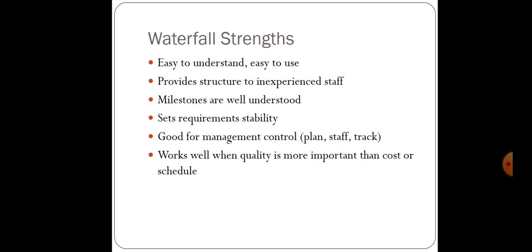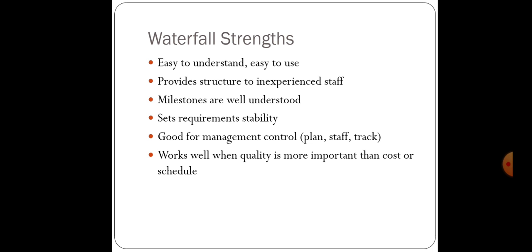The milestones are well understood because only when the first phase is completed we can move on to the next phase. So milestone at each and every phase is very much clear to the user. The stability of the requirements is there. Since the user involvement is minimal, so the requirements are to be framed at the very beginning of the software only. So the stability is there.